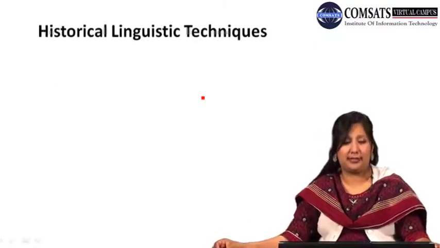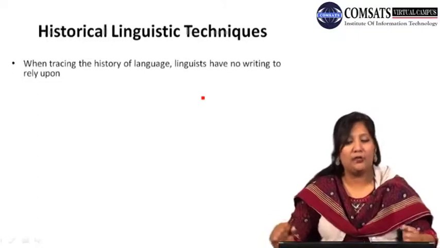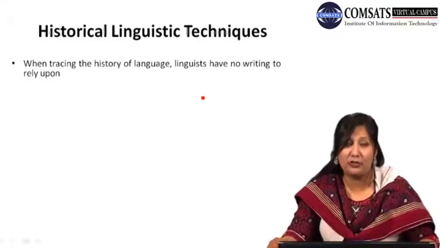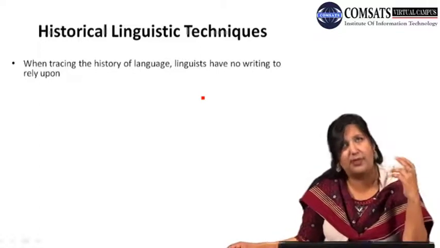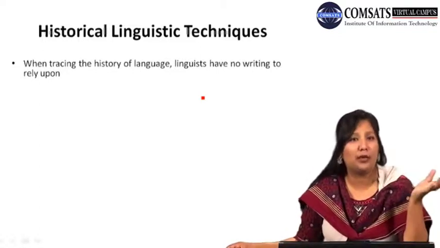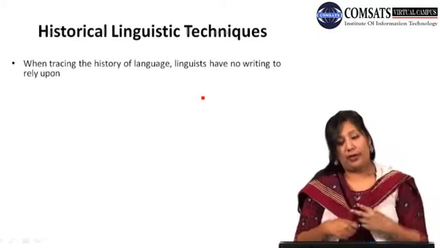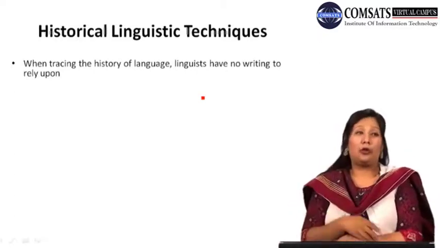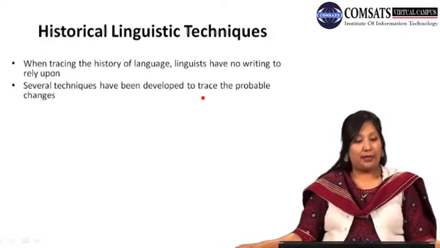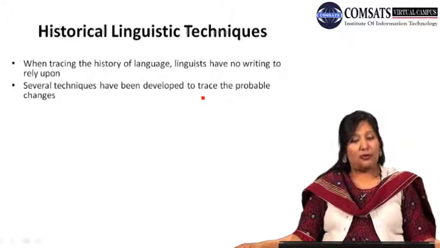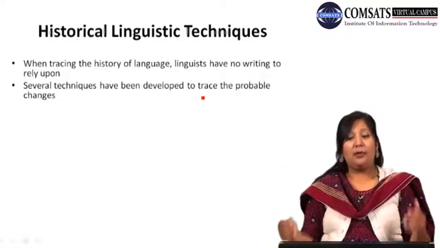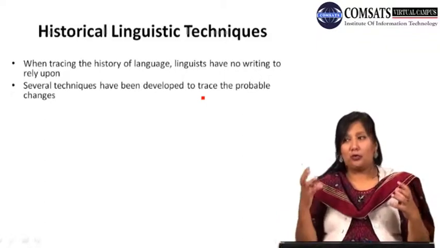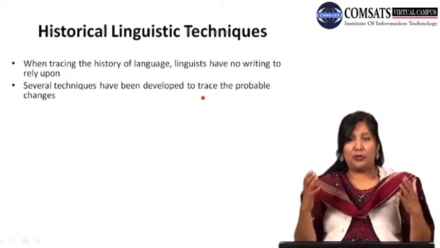Historical linguistic techniques. When tracing the history of language, linguists have no writing to rely upon. Yes, it is so true. There have been so many varieties of the languages, and the linguists were really worried on which language they should rely. Several techniques have developed to trace the probable changes. Yes, there were different devices developed with the passage of time to look at the changes that were to take place.